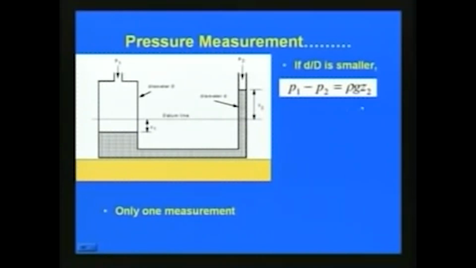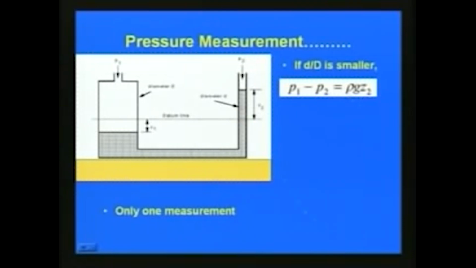So, if d by D is very small, then with respect to this figure, if Z2 is measured and we want to measure the pressure difference between P1 and P2, we can write the equation. Since d by D is really small, we can write the pressure difference as P1 minus P2 is equal to rho g into Z2.